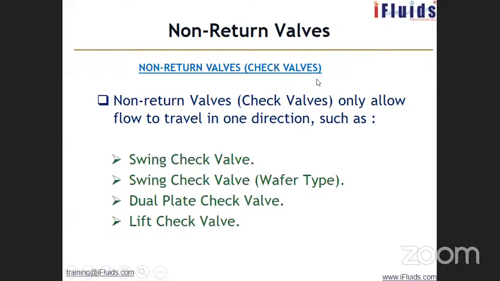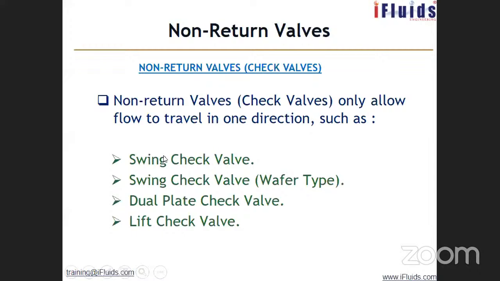Non-return valves are the valves which allow flow in only one direction. The reverse flow cannot happen. It prevents the reverse flow. This is called check valve. Some people call it a non-return valve, NRV, also called check valve. It checks the flow from reversing.